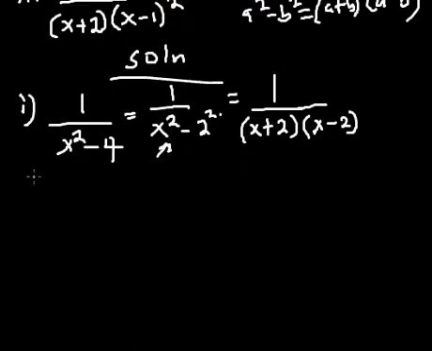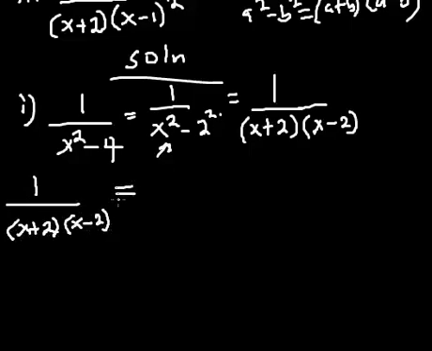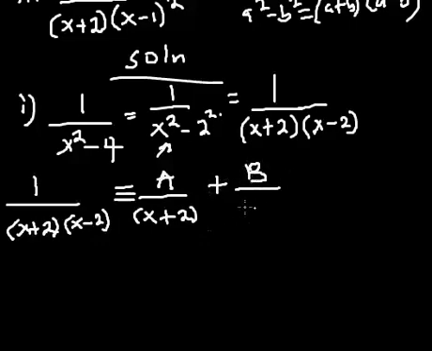So I bring it down here. I have 1 all over x plus 2 and x minus 2 into partial fractions. We say this is equivalent to A all over x plus 2, then plus B all over x minus 2. So what do I do next? I have to simplify the two fractions.